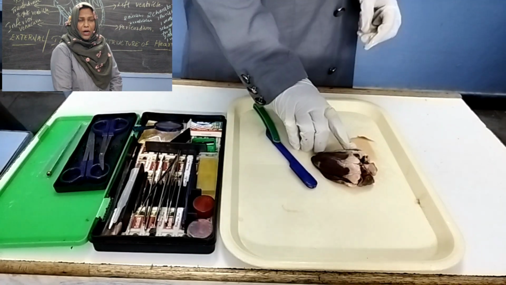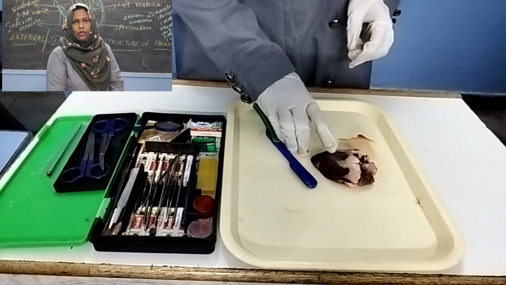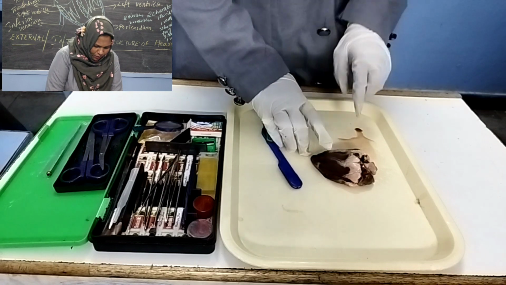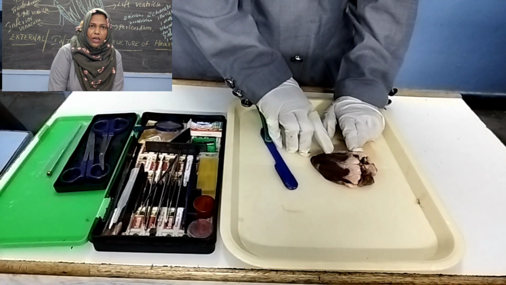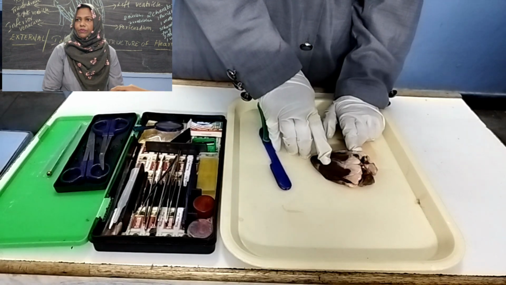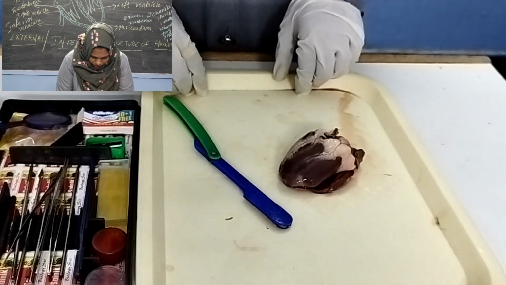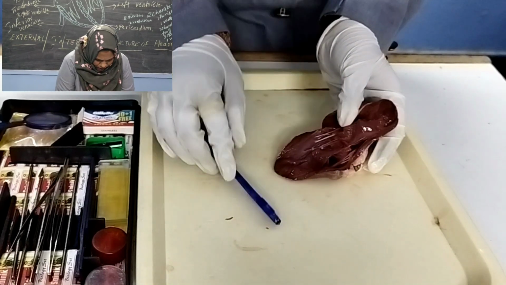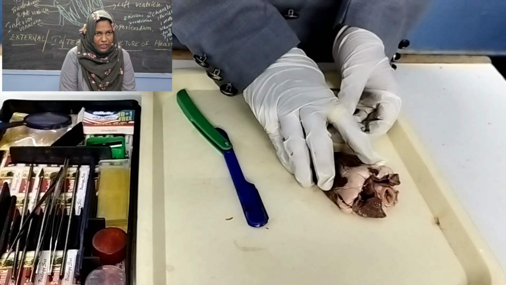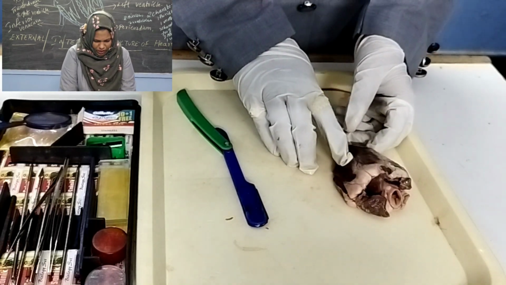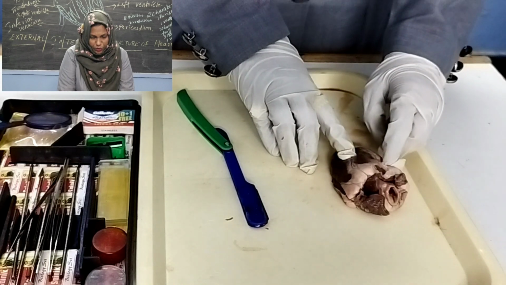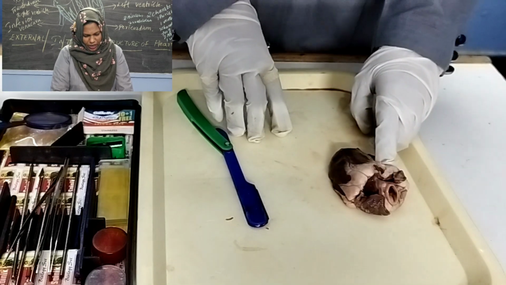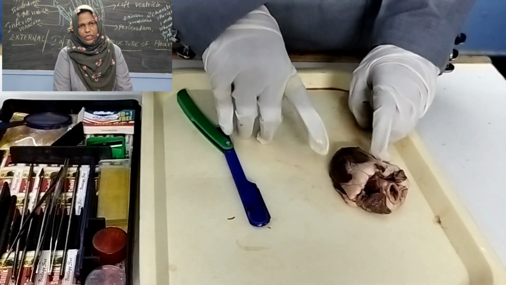Here, the upper part has two auricles and the lower part has the ventricles. So the upper two are the auricles: left auricle and left ventricle, right auricle and right ventricle. Now, we'll dissect the heart. First of all, these two are auricles and these two are ventricles. Left auricle gets oxygenated blood and right auricle gets deoxygenated blood.